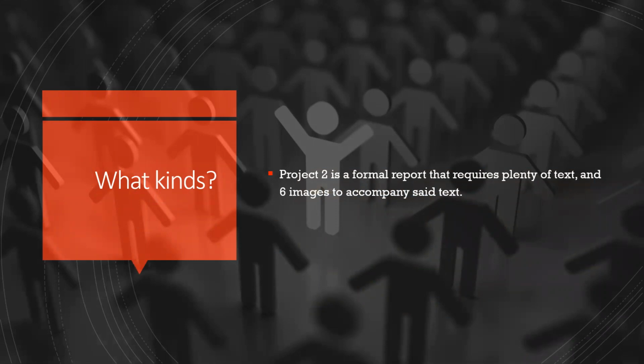So the kinds of images you need for project 2 vary. The images always require textual explanations. You can't just say, oh, I know the teacher wants 6 images in the report, and then stack them one on top of the other without any captions or without any text explaining their relevance. The text and the images complement one another, and the one cannot survive without the other.